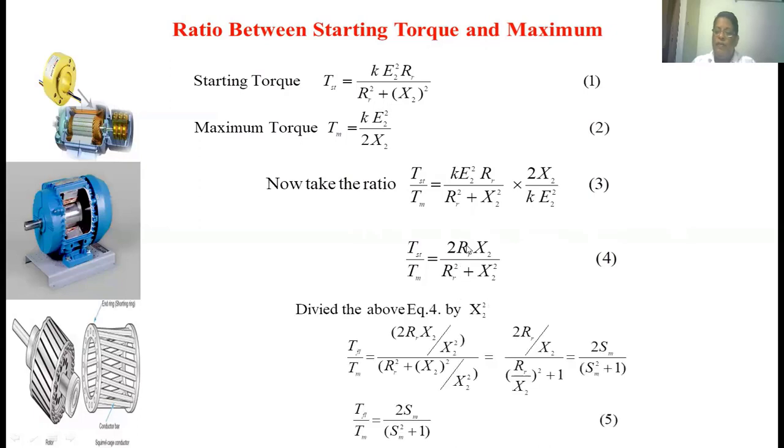Again, we divide the numerator and denominator by X2 square. So the numerator becomes 2 RR by X2 divided by RR by X2 whole square plus 1. This is nothing but the slip at maximum torque. So it is 2 into slip at maximum torque divided by slip at maximum torque square plus 1.